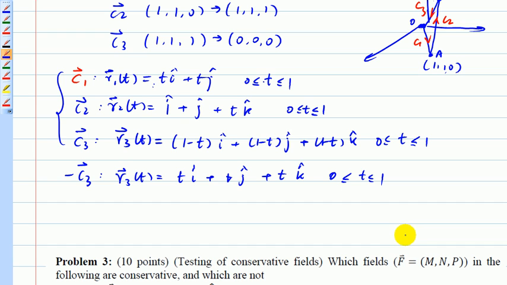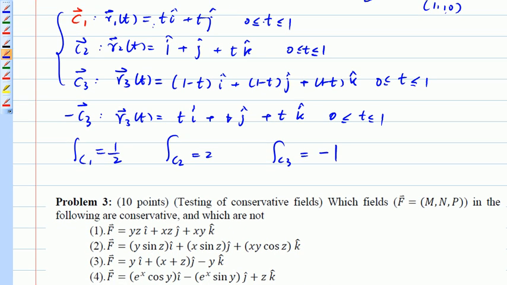The vector field is not conservative, so the sum of the line integrals along the three curves won't be 0. The line integral for C1 is going to be 1/2, for C2 it is going to be 2, and for C3 it is going to be negative 1. So check your answer, see if you have the right ones.